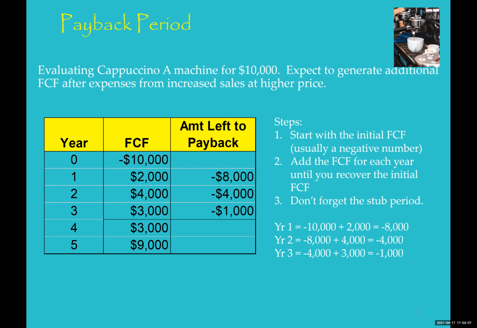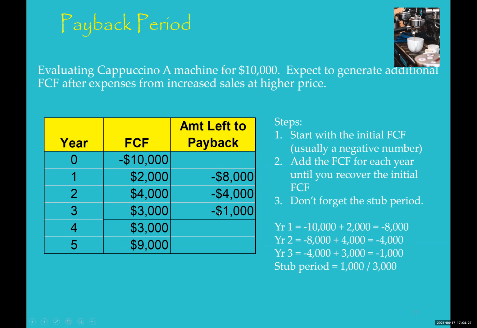So now we need to figure out, okay, well, what's the stub period? So what you do is you look at the $1,000 that you have left that's negative, and you can see in year four, you're expecting free cash flows much more than that 1,000. So you're going to break even somewhere between years 3 and 4.